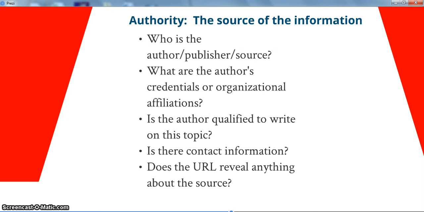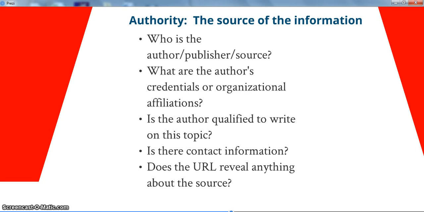A is for authority. This is where you're looking at the source of the information. In other words, who is the author or publisher of this information? You want to see if you can find out anything about the author's credentials, their background, degrees, other papers that they may have written on this subject. You can also look at their organizational affiliations. Who are they working with, or who are they associated with? Is the author qualified to write on this topic? Is there a way to contact the author, either by email, phone, or traditional mail?